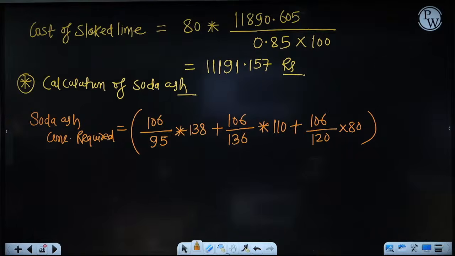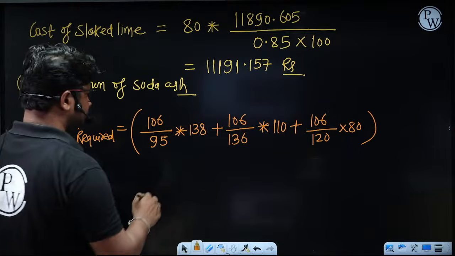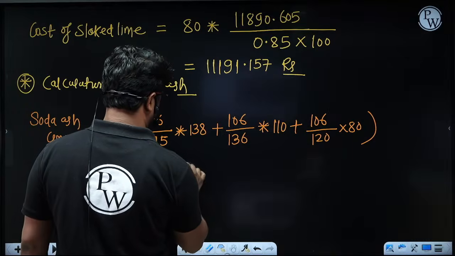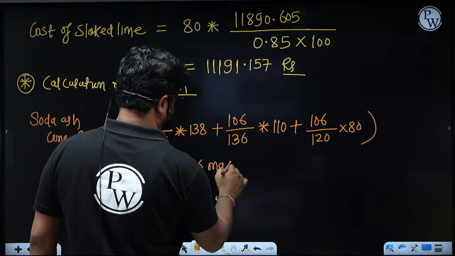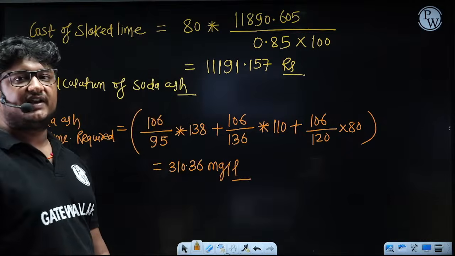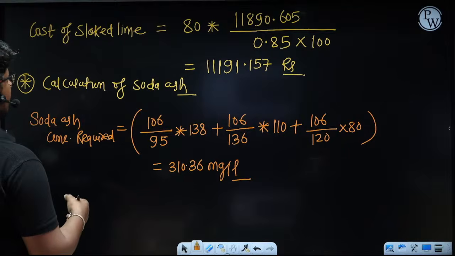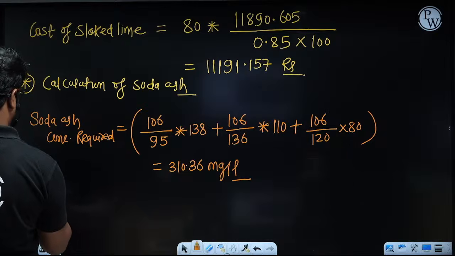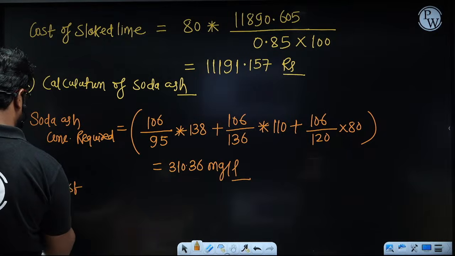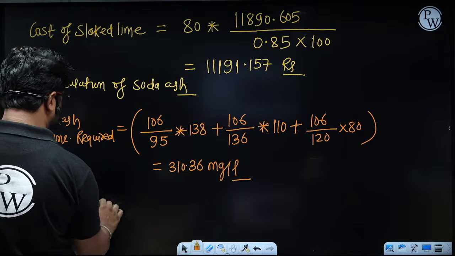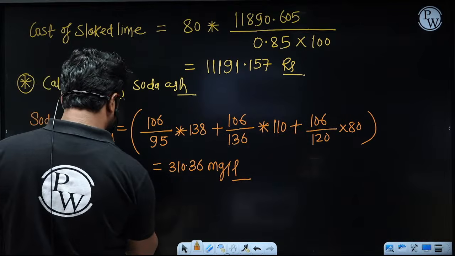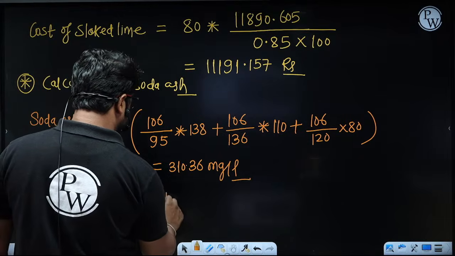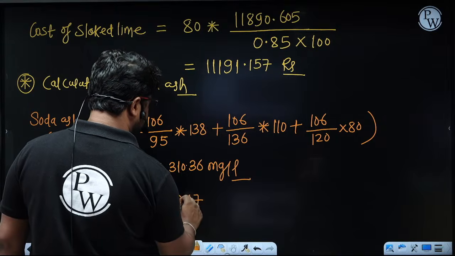How much are you guys getting? According to my calculation, I am getting around 310.36. That much soda ash concentration is required. Now this time I'm directly finding the cost of slag lime. So the annual cost of slag lime, if you calculate, first you need the concentration, which is 310.36. Then you need the discharge in MLD, so I'm multiplying that.